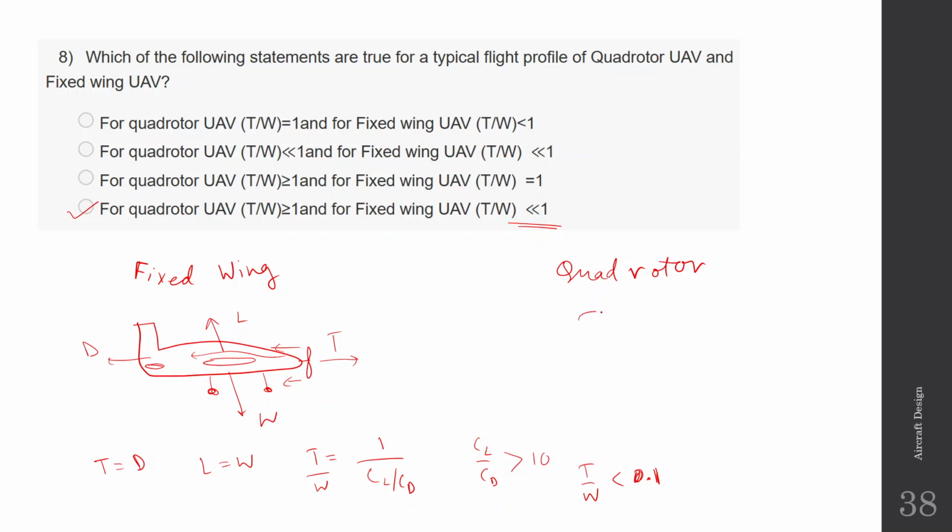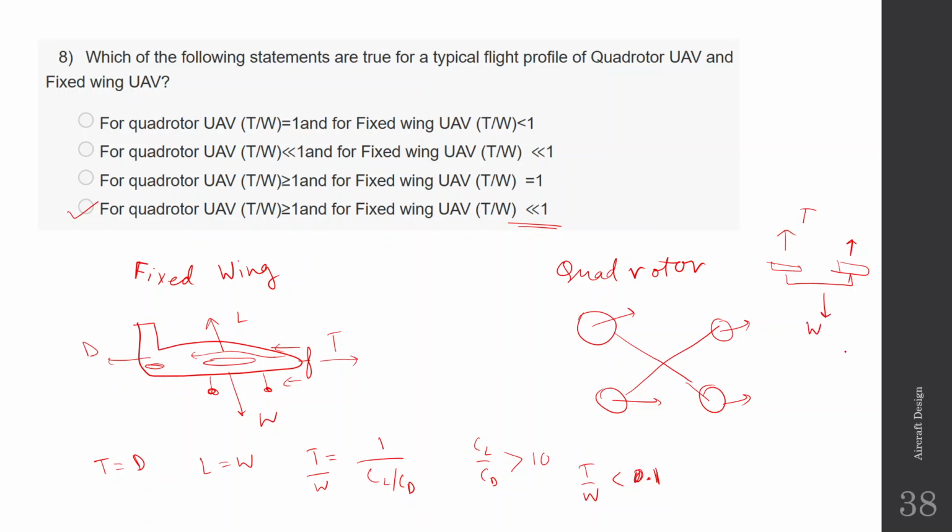So in case of quad rotor, we have this is a top view, that was a side view. So we have these propellers which produce thrust, which lift up the aircraft. If we look at the side view, okay, so a quadrotor has these propellers which produce thrust, which lift up the weight of the aircraft.